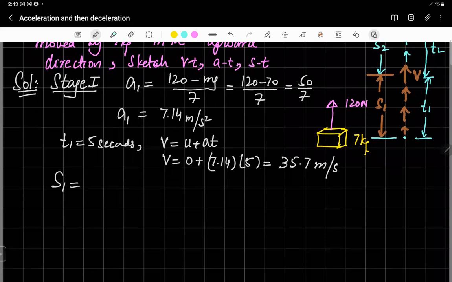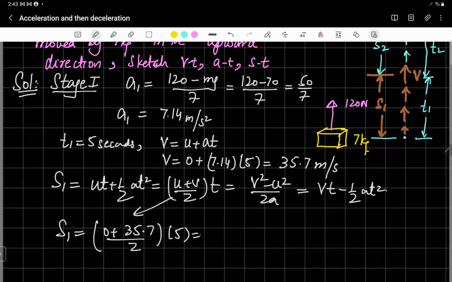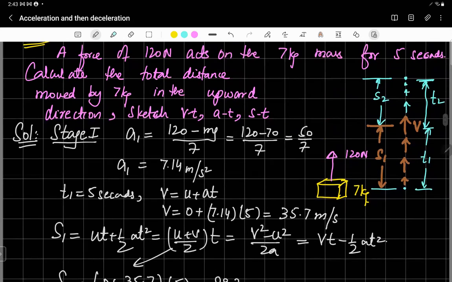For S1, you can apply any formula. You can use ut plus half at square. You can use u plus v over 2 into time. You can also use v square minus u square over 2a. And you can even use vt minus half at square. Choosing the second one: 0 plus 35.7 over 2 into 5. What is the answer of this calculation? 89.3 meters. Okay.